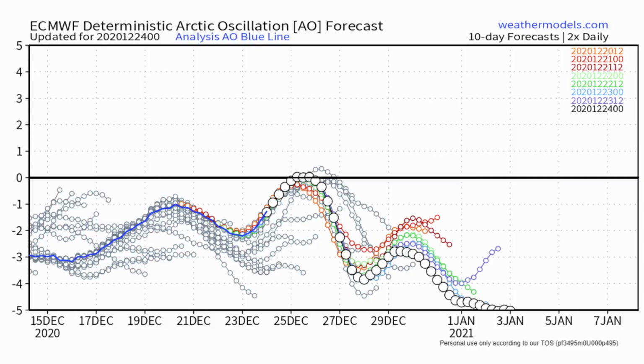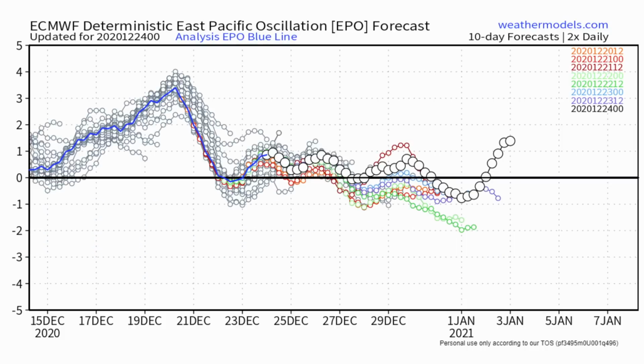But the bigger thing that I want to pay attention to is how far below normal does that get, and right now it's looking very below normal, 5 standard deviations below normal, which is pretty much off the chart. It's very, very rare to see an Arctic oscillation that far below normal, although we do have that. We have a very negative AO, which is actually very good if you do like cold and snow in the east.